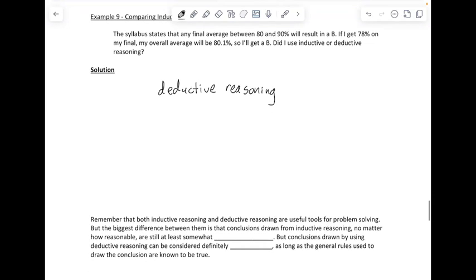Okay, so remember that both inductive reasoning and deductive reasoning are useful tools for problem solving, but the biggest difference between them is that conclusions drawn from inductive reasoning, no matter how reasonable, are still at least somewhat uncertain. But conclusions drawn by using deductive reasoning can be considered definitely true, as long as the general rules used to draw the conclusion are known to be true.